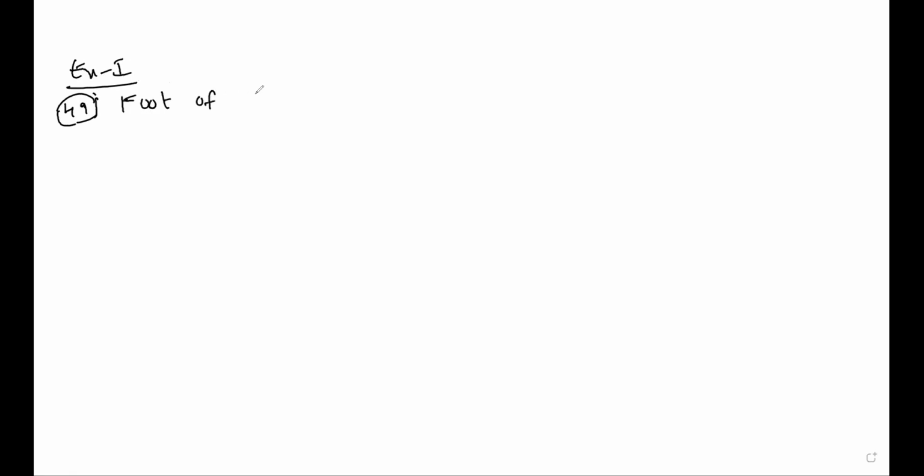Question number 49 asks for the foot of the perpendicular from minus 2 comma 3 on the x-axis. This is very simple.